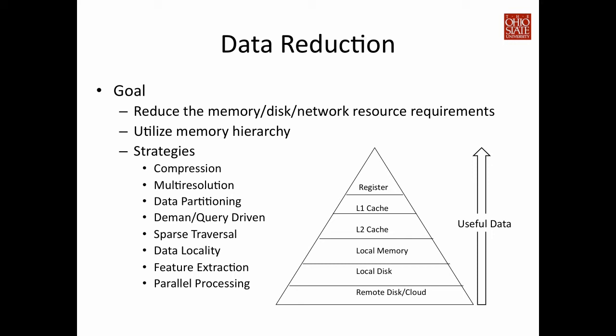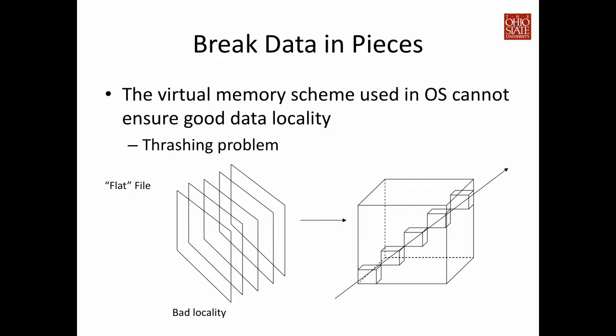Other strategies for data reduction is to perform feature extraction. This typically requires domain-specific algorithms because features are different according to different applications. When the data are still too big to process, you can use parallel processing. That is, break the data into pieces and then divide that into different processors or threads to perform computation in a concurrent way. About breaking data into pieces, you might wonder, how come we cannot rely on the virtual memory scheme available in most of the operating systems so that we don't have to perform any data breaking by ourselves?